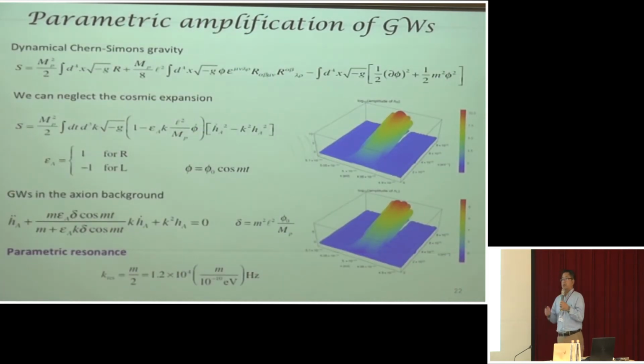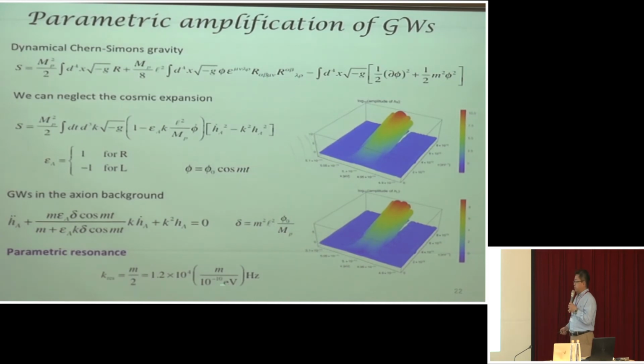So that means that the equation of motion is different for right and left. And we have here the oscillation. From this action, we can obtain this equation of motion. Then you can see that because of this cosine term, we have the parametric resonance.